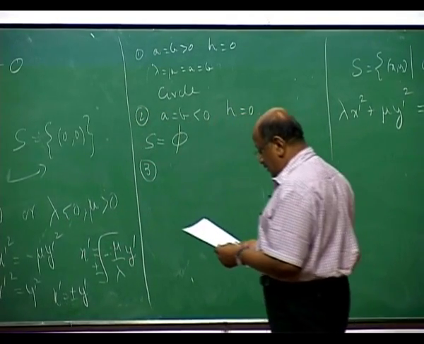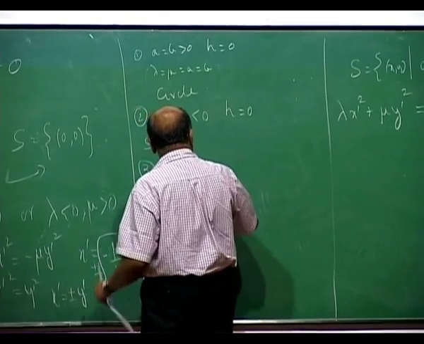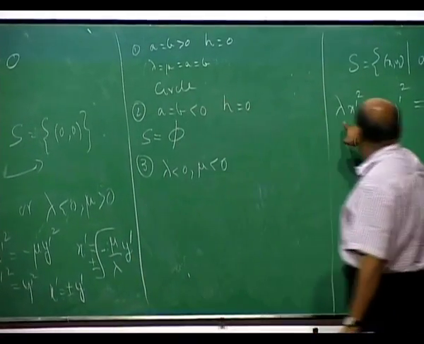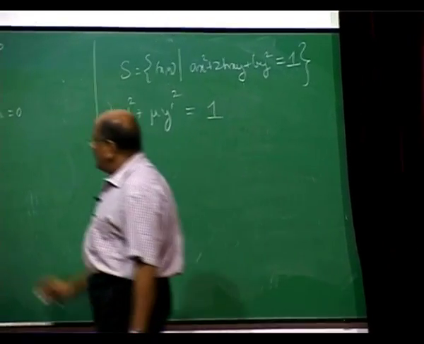Three. If lambda less than 0, mu less than 0, again we are in the same case as before. This equation can never be satisfied, so S will be empty.